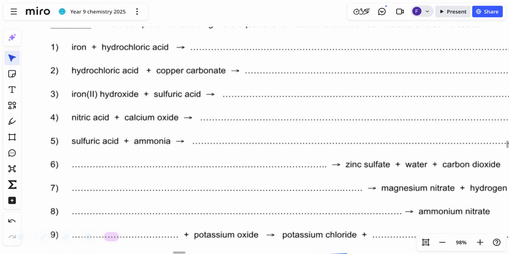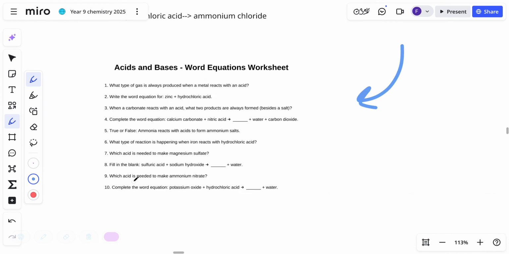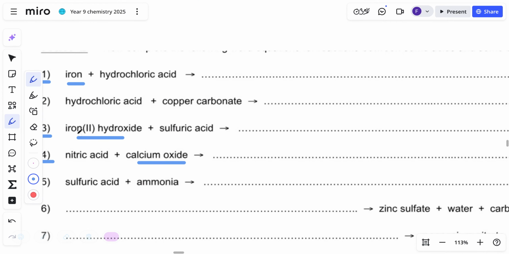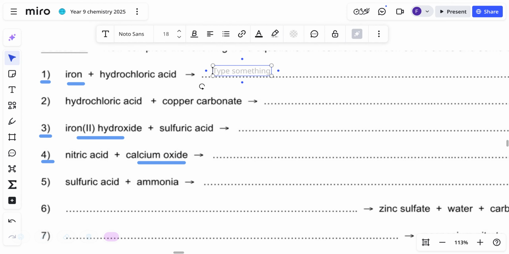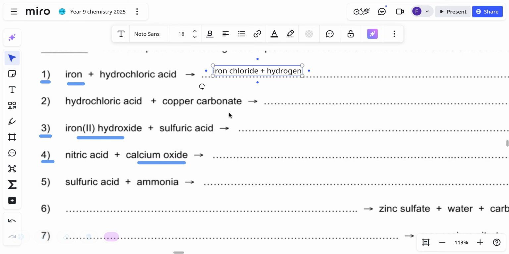You did a few questions last week, and I'm just going to do question 1, question 3, maybe question 4 as well. Question 1. I look at it and go, right, this is a metal. It's not a metal oxide. This is a metal oxide there, calcium oxide. That's a hydroxide. That's just a metal. So I'm going to form salt and hydrogen. I don't expect you to remember it. You look up here, you go metal and acid, salt and hydrogen. So what we have as a metal is iron. The acid is hydrochloric acid, so it'll be chloride: iron chloride plus hydrogen. And that's it, you're done.